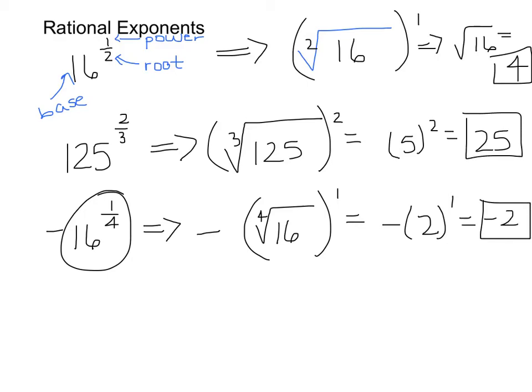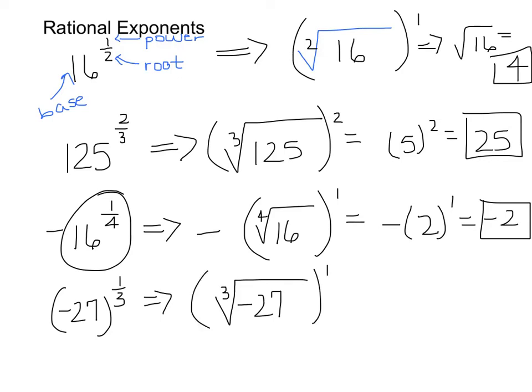Now that's different if they write it like this, because now they want the negative under the radical. And then I can cube root it. And then I'm going to raise it to the first power. And you know you can take the cube root of a negative because that'll be negative 3. And then I'm going to raise it to the first power, which is still negative 3. Okay?